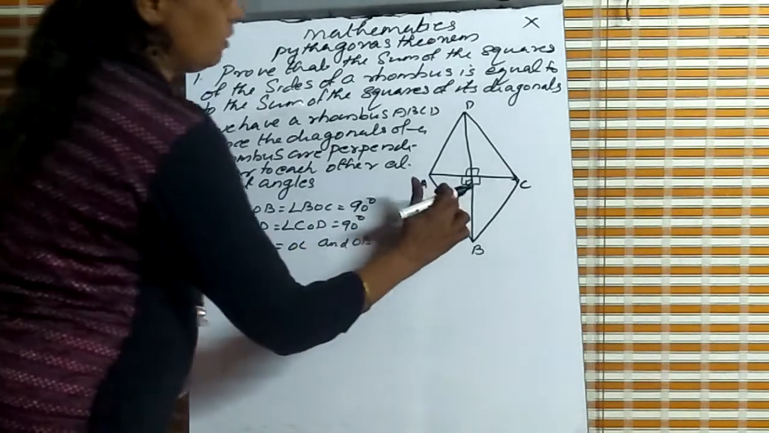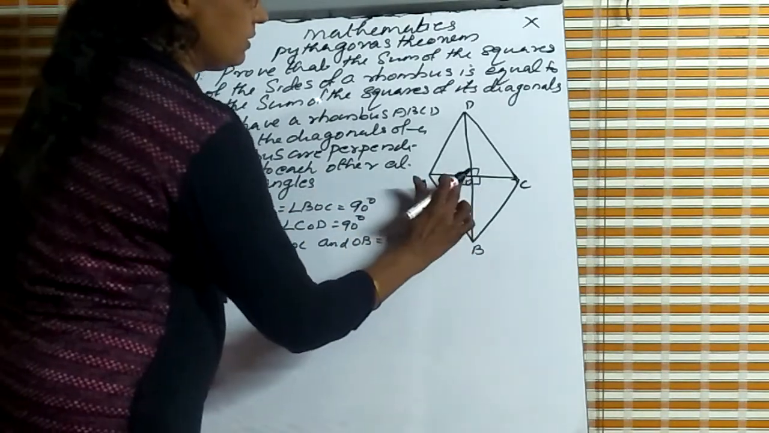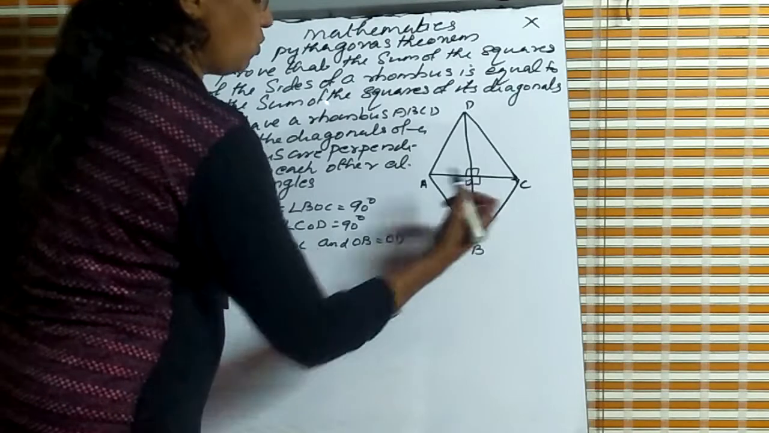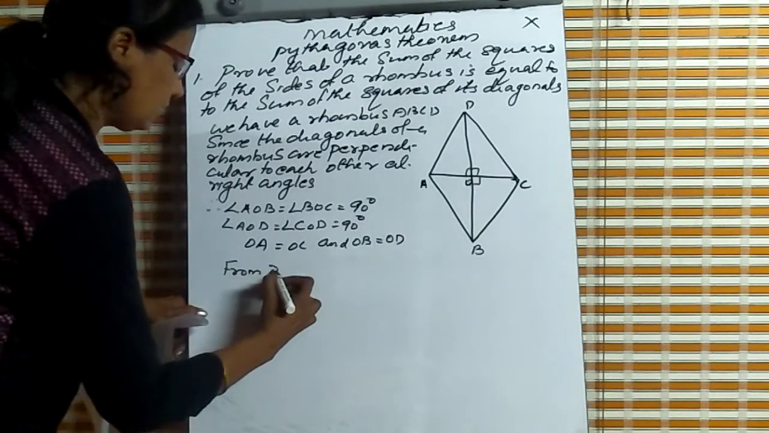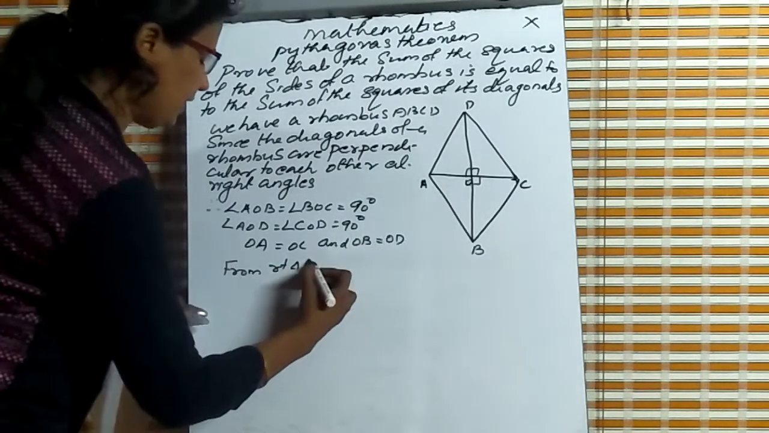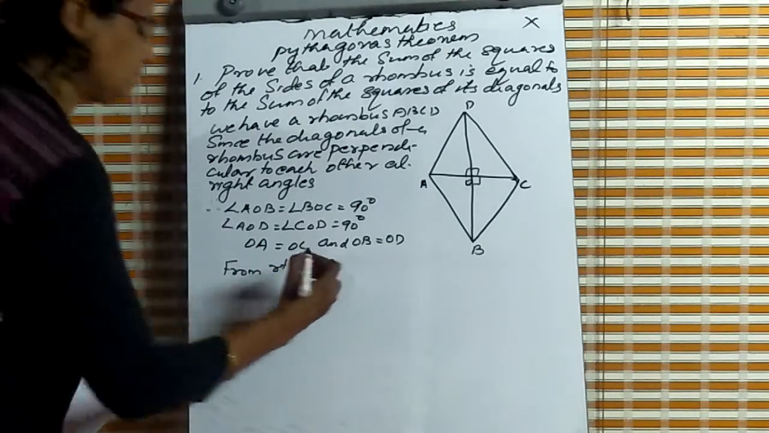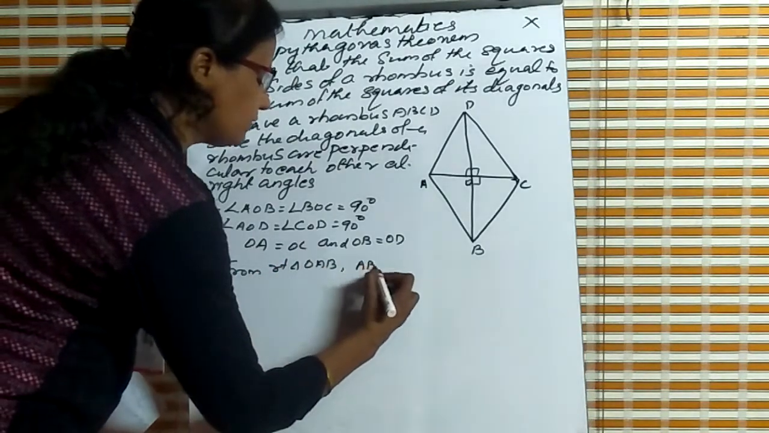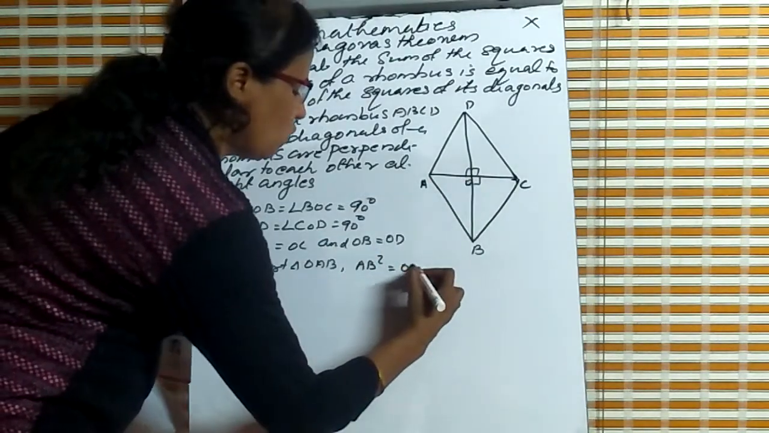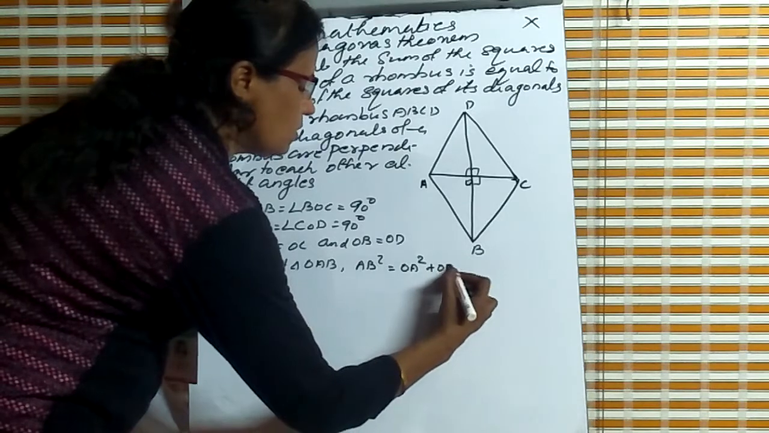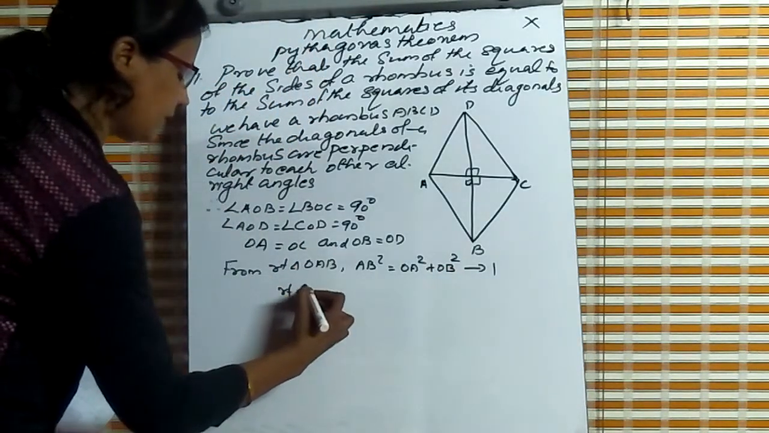Now, these four triangles are right triangles. First, this one is O. What is AB square from right triangle OAB? AB square is equal to OA square plus OB square. This is equation 1.